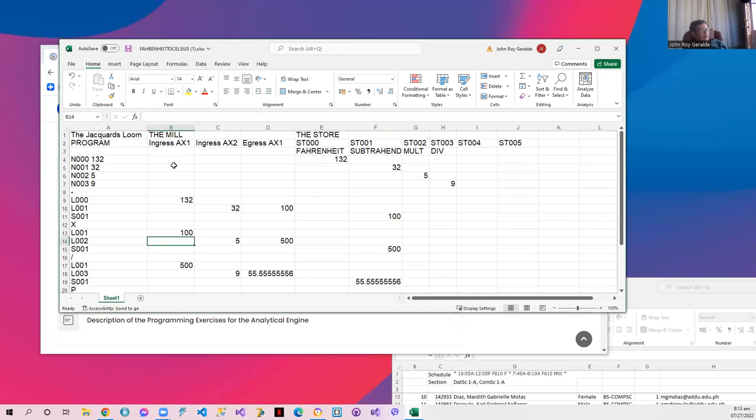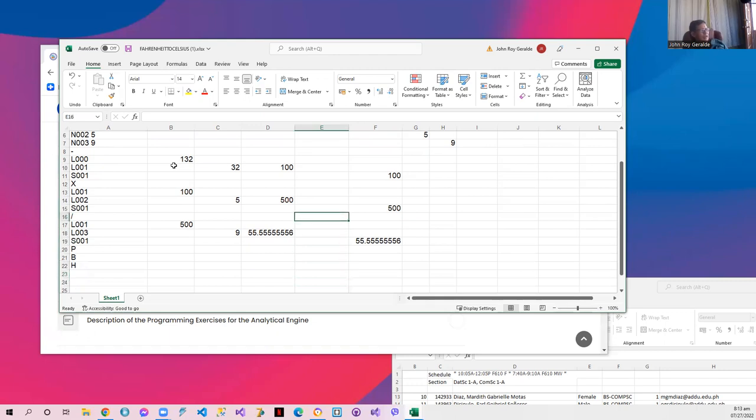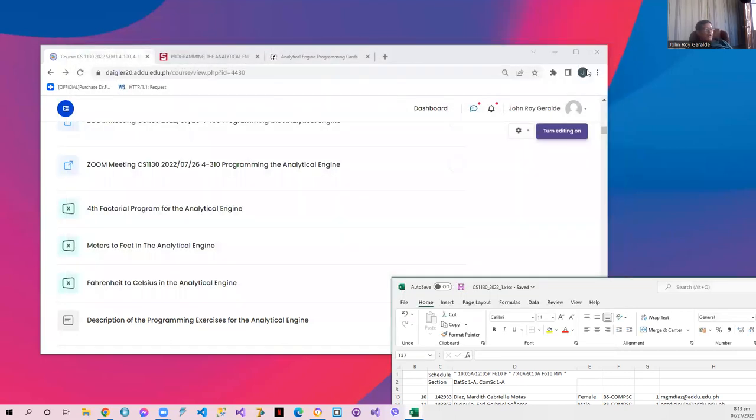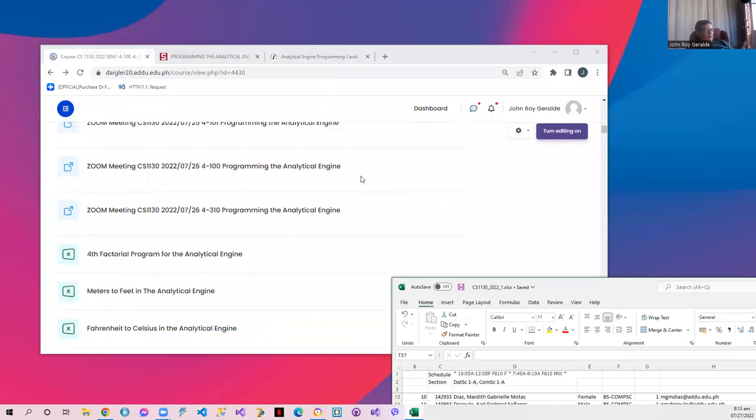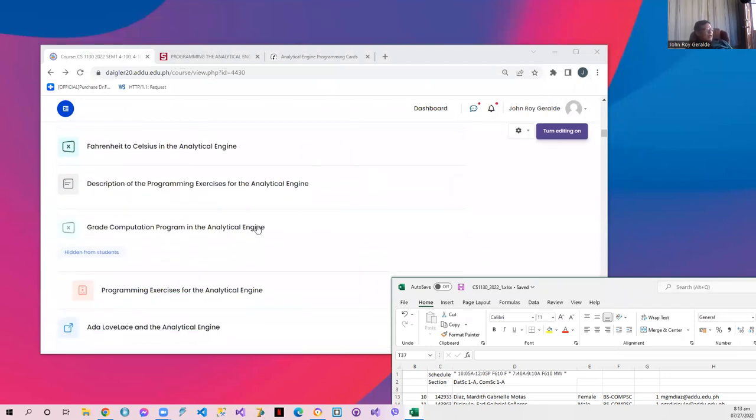The next is to multiply it by 5. So L001 is 100 and L002 is 5. So we'll have 100 times 5 equals 500. And the last process is to divide it by 9. So we divide L001, which is 500, by L003, which is 9. We have 55.56. And then we do a PBH. Any questions so far? No? That's what you do, no? Invert the formula so that you'll be able to do Celsius to Fahrenheit.